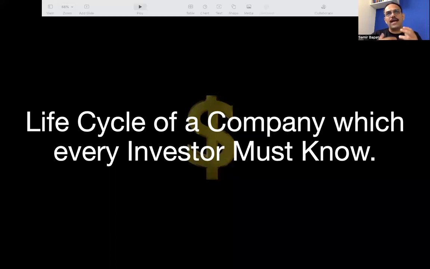Now, why I have taken this topic is there are a lot of confusions, and there are very small things which, if a common investor knows, he will not be surprised, because there are many trading strategies also. There are some manipulations also which happen in the market because of these things. So if you are aware of these things in the life cycle of the company, then you can take advantage of them.